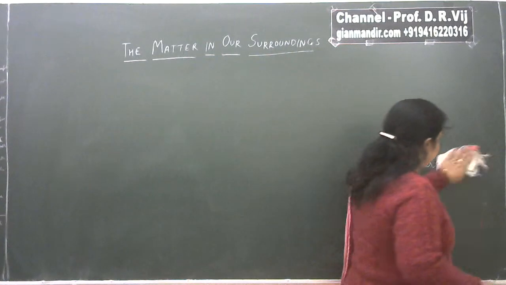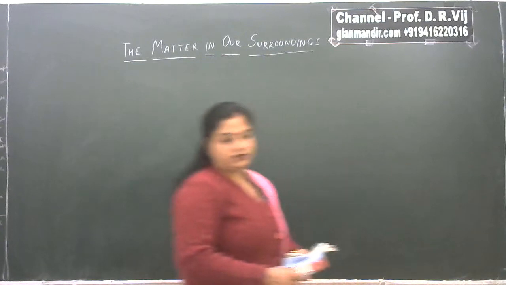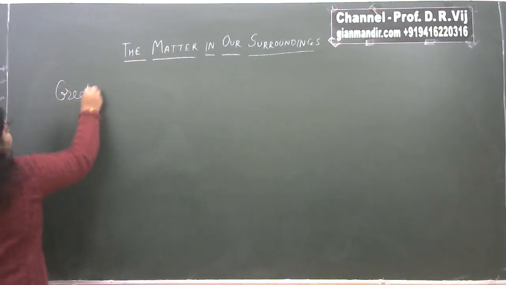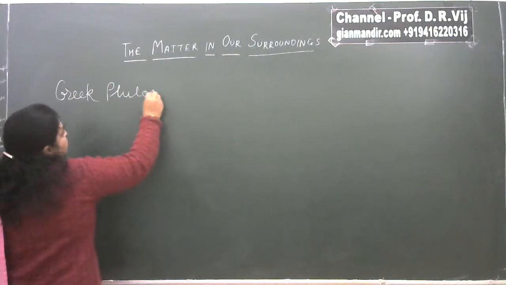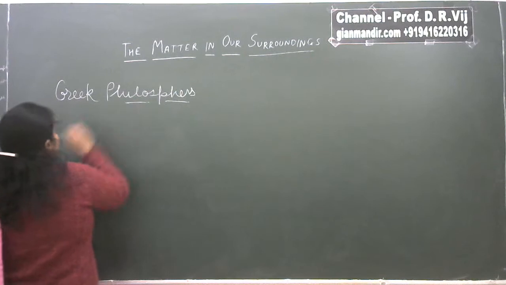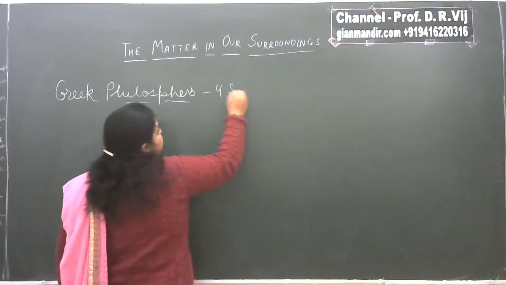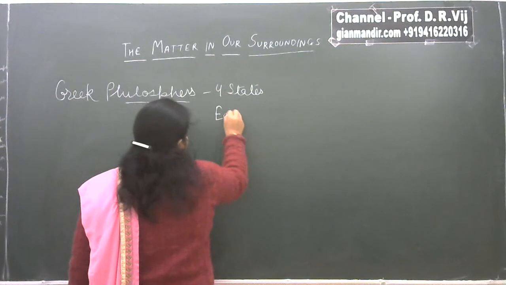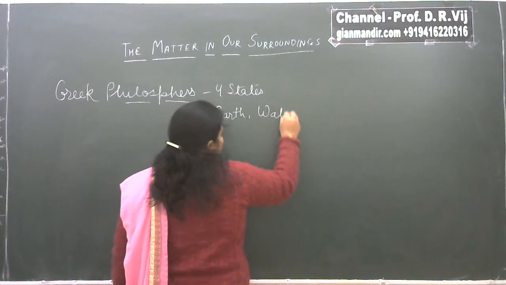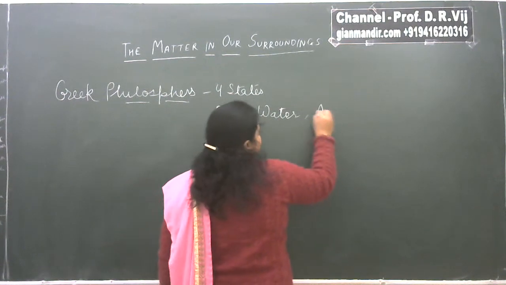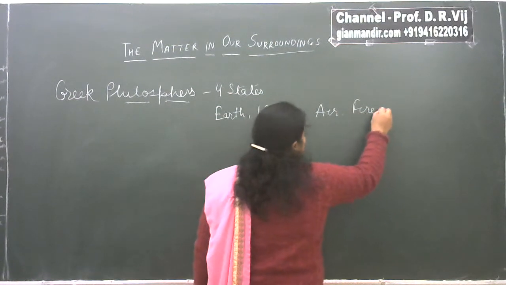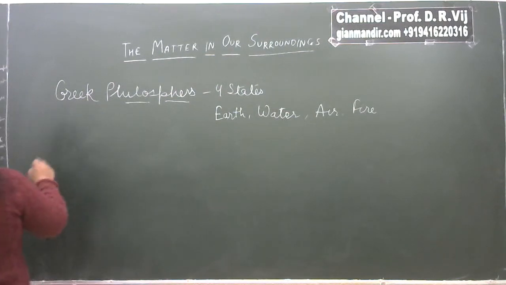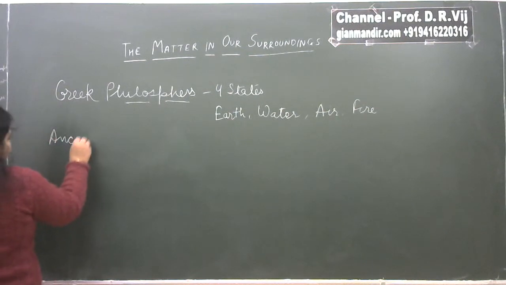So there are different views given by different scientists and different philosophers in order to explain matter. The first such concept was given by the Greek philosophers. According to the Greek philosophers, there are 4 states of matter, and these 4 states or 4 forms of matter are earth, water, air and fire. But later on the Indian philosophers have added one more form.